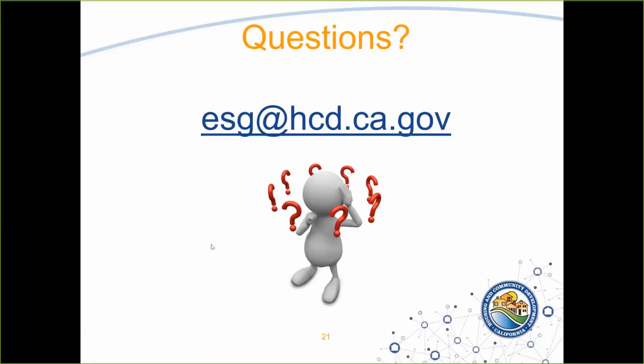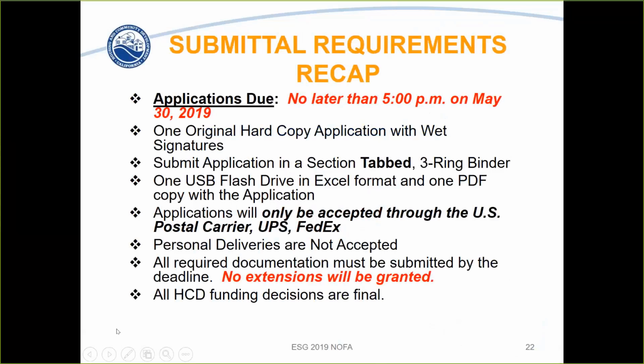Okay, I'm just going to recap now. The applications are due no later than 5 p.m. on May 30th, 2019. A complete application submitted in a 3-ring binder with tab sections and 1 USB flash drive, in Excel format, and 1 PDF copy with the application. And you know we will only accept applications through the U.S. Postal Carrier, UPS, or FedEx, and we will not accept personal deliveries. And no extensions will be granted, and all HCD funding decisions are final.